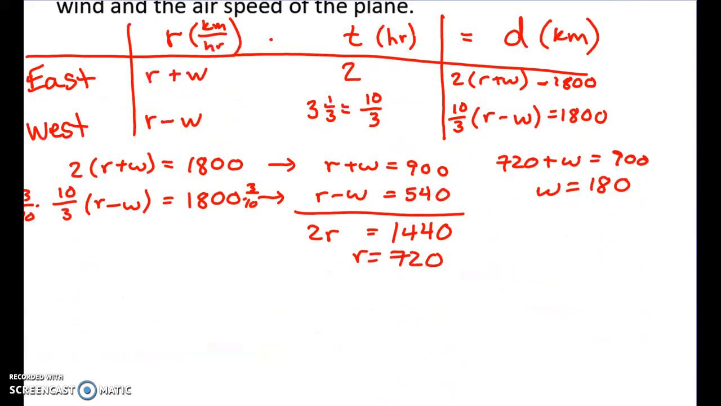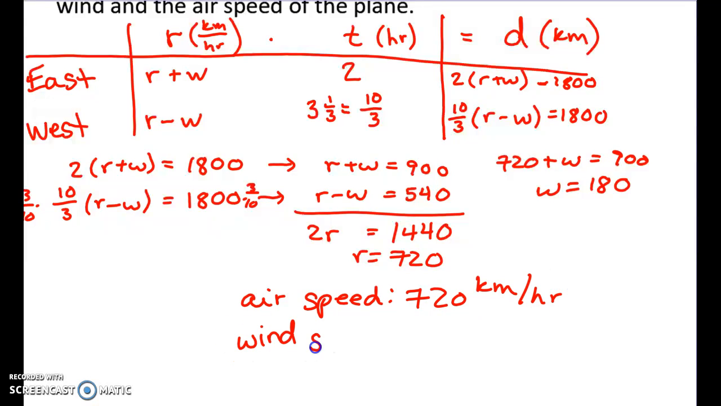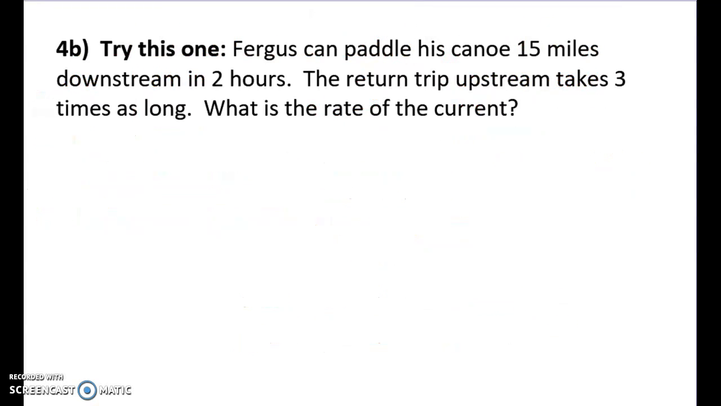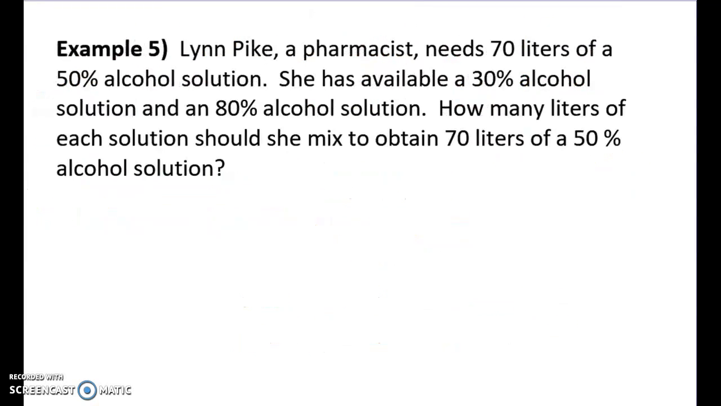So interpreting these results, my airspeed is 720 kilometers an hour, and the wind speed is 180 kilometers an hour. Let's look at the next problem. All right, I want you guys to try this one. Now we're going to go into this one.